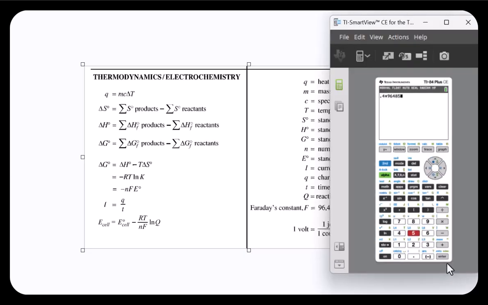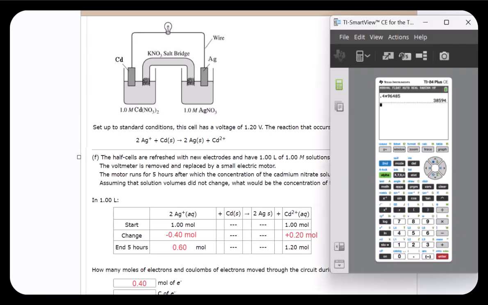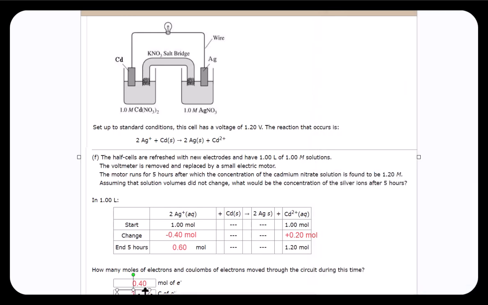Calculator, and that would be my answer, 38,600. I should probably round it to 39,000, but because WebAssign likes 3 sig figs, we'll put that number down. 38,600 coulombs, 3 significant digits, even though I only should have 2. Coulombs of electrons. And that answers our question.